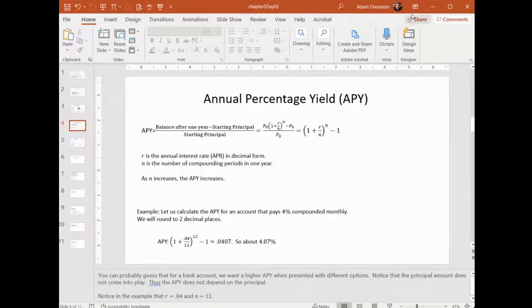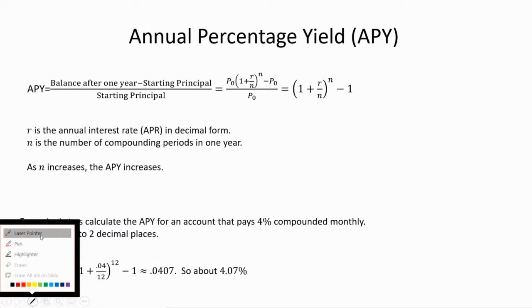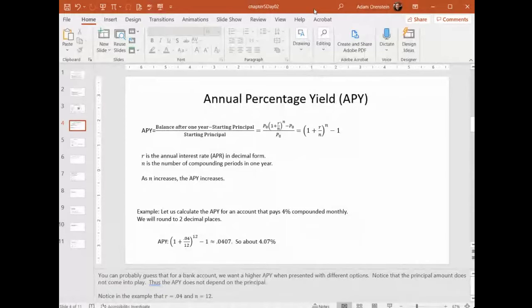So that's what happens here. Okay, and again, just reminding you what the R and N are. R is that annual interest rate, but you're writing it in decimal form, so it's not a percent. And little n, right? That's how many compounding periods there are in a year.